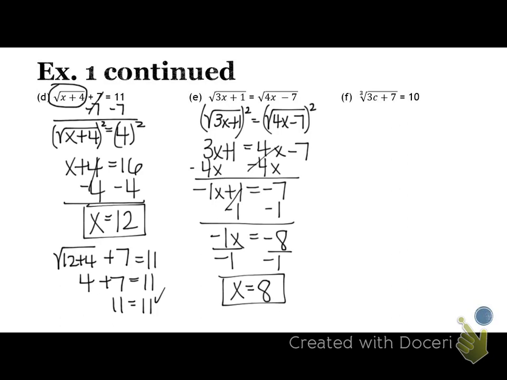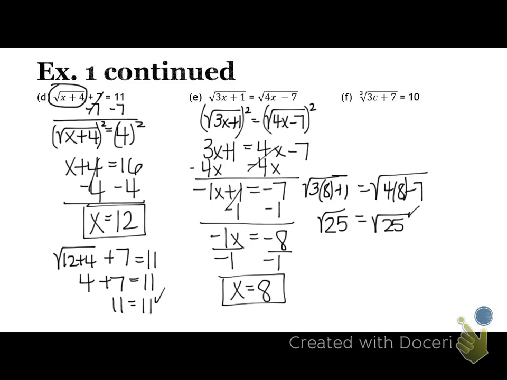All right, let's check this one. We have the square root of 3 times 8 plus 1, and it is supposed to equal the square root of 4 times 8 minus 7. So what is 3 times 8 plus 1? Makes this the square root of 25. And what is 32 minus 7? I just told you what 4 times 8 is. 4 times 8 is 32, minus 7 is 25. So really, we can stop right here. We don't even have to go to 5 equals 5 because the radicals are the same. So we can move on.